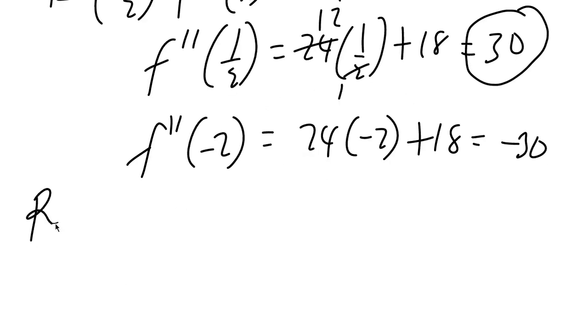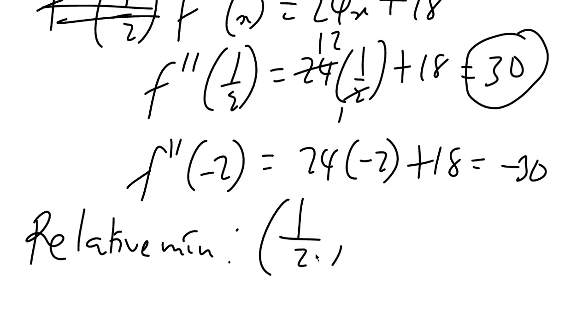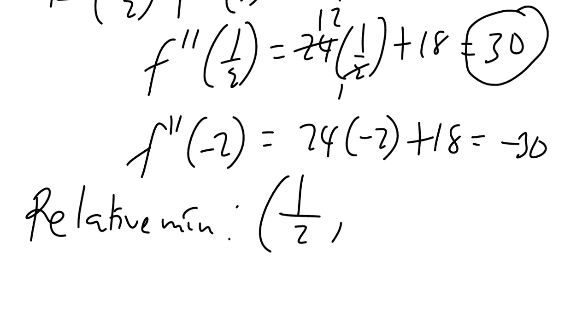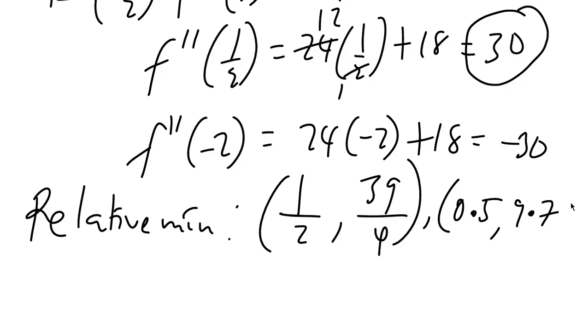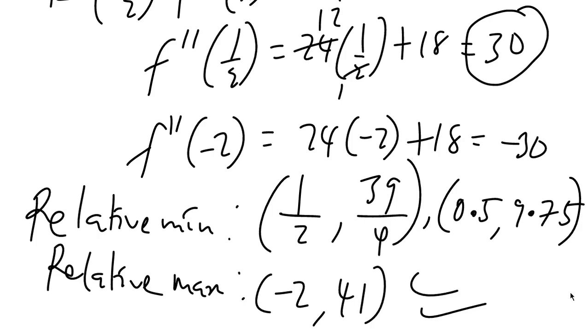So in conclusion, you can see that the relative minimum is half comma what? When we substituted half, what was the output? 39 over 4. You can see half comma 39 over 4. If you convert this to decimals, you can actually see 0.5 comma 9.75, right? And then the relative max, which occurred at minus 2, that'll be minus 2 comma 41, and that's the relative maximum point, right?